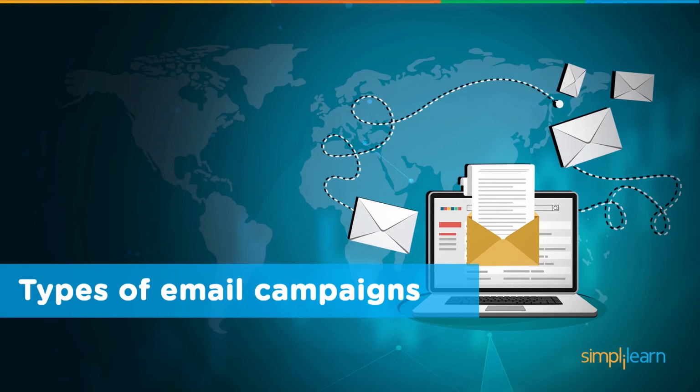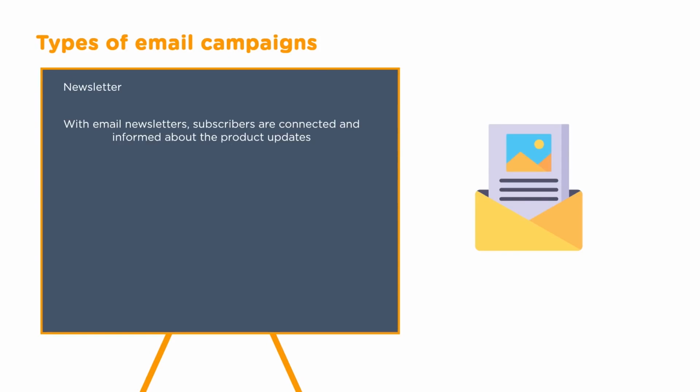Okay, let's talk about types of email campaigns. So we have different types of email campaigns. And the first is a newsletter. So with email newsletters, subscribers are connected and informed about product updates. So it doesn't necessarily have to be a product they buy. It could be a product they subscribe to, like software.